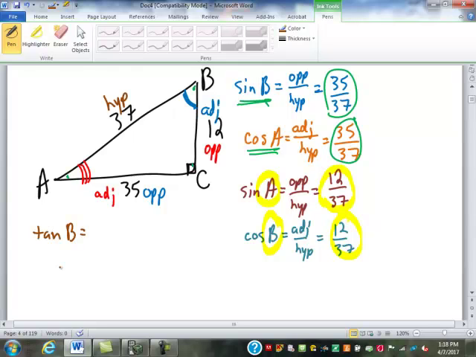Tangent of angle B. Tangent is what sides? Opposite and adjacent. So according to angle B, what's the opposite side? 35. What's the adjacent side? 12.